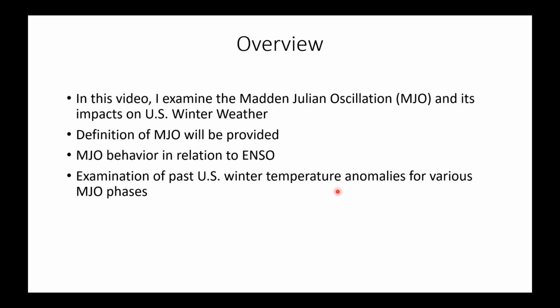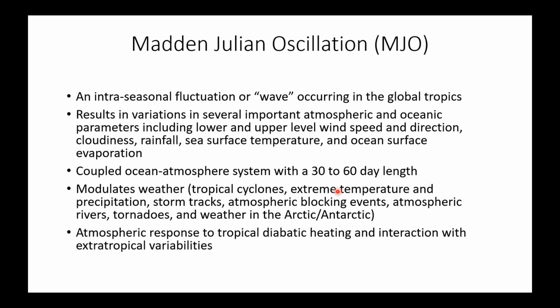First things first, as we get started this evening, let's go ahead and define the Madden-Julian Oscillation, or the MJO. And basically what it is, it's an intra-seasonal fluctuation, or a wave, occurring in the global tropics. And the importance of this wave or intraseasonal fluctuation, it does result in variations in several important atmospheric and oceanic parameters, including the lower as well as the upper level wind speeds and directions, the cloudiness areas, enhanced rainfall, sea surface temperatures, and ocean surface evaporation rates. So all of these variables, specifically the vertical motion, the air motion, really does have global reaching impacts.